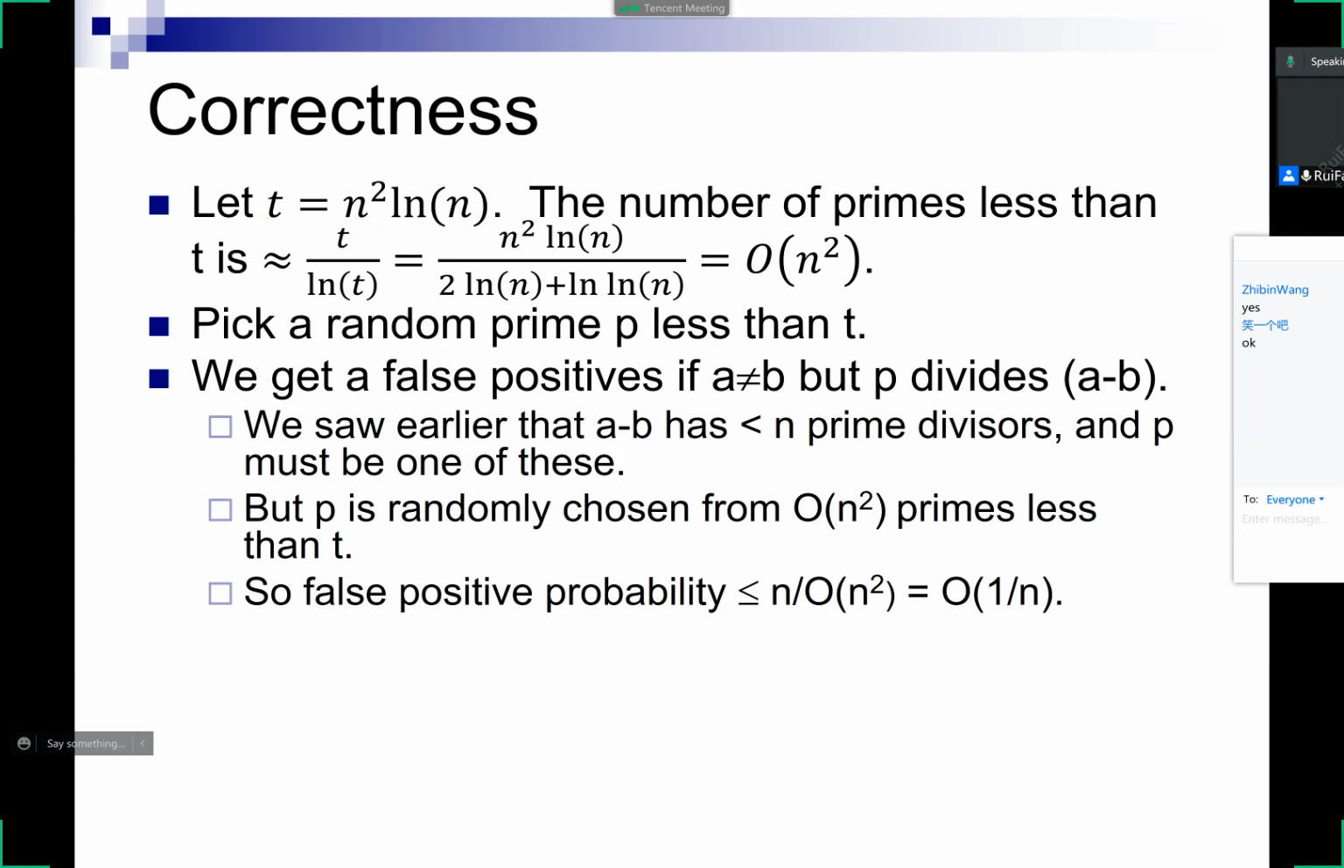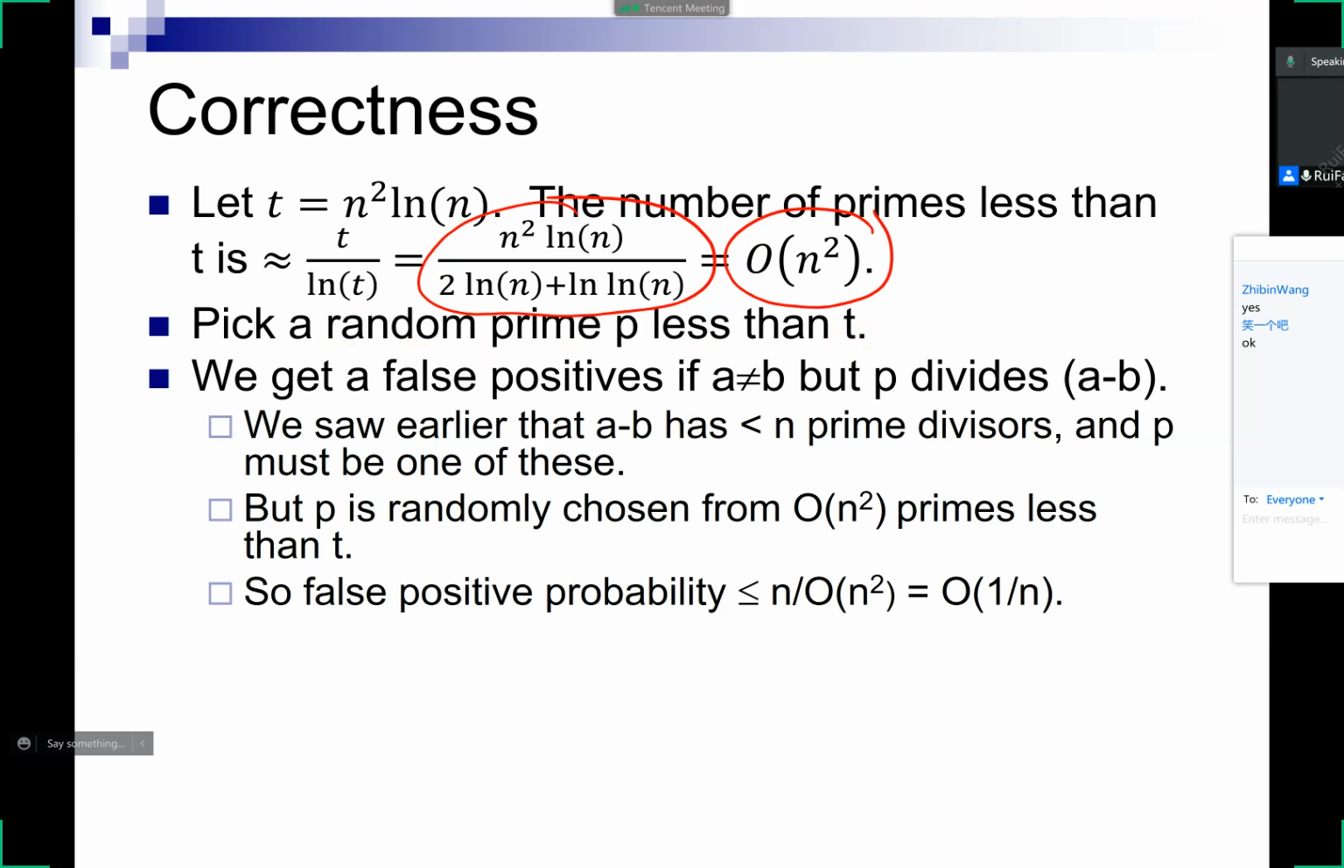If you plug this value into the prime number theorem, you get that the number of primes less than or equal to t is basically t divided by log t, and if you simplify some stuff, you end up with about n squared primes less than t. Order n squared primes less than t. And so now we're just going to pick a random prime number less than t.